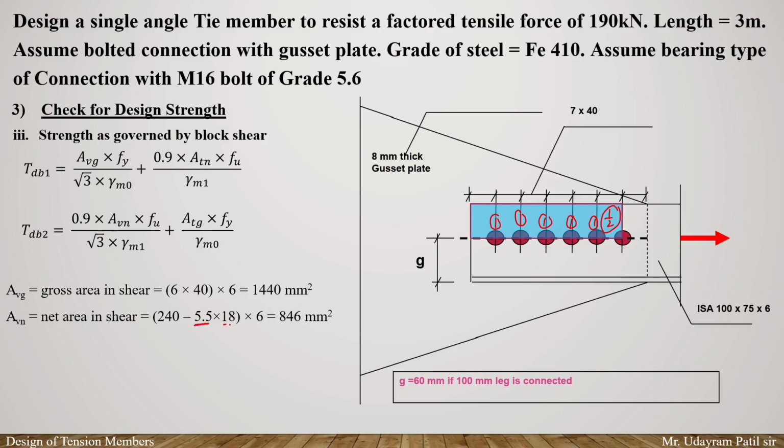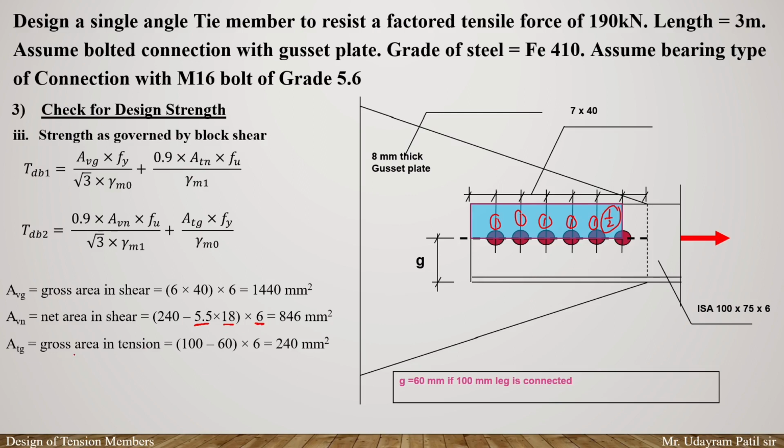Again bolt hole is 18 mm multiplying with the thickness. Again here thickness जो आप कौन सी ले रहे हैं, जो पार्ट आपका फेल हो रहा है. Okay, here the angle, angle का block जो निकल के आ रहा है, therefore we are taking the thickness of the 6 mm. That will give us the net area in the shear as 846 mm square.